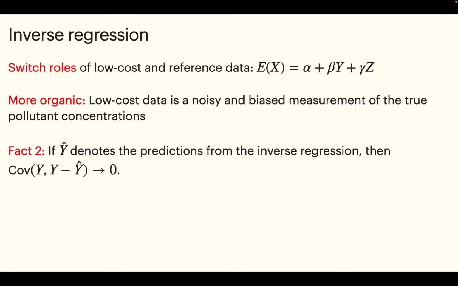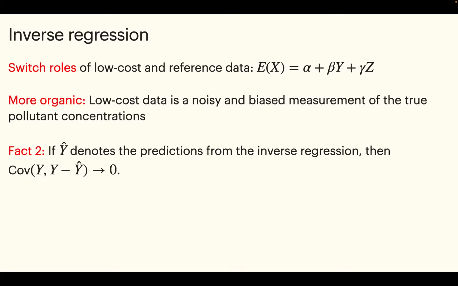The fix to this was surprisingly simple. We just switched the roles of the low-cost data and the reference data. Previously we had the reference data on the left-hand side, because that's the quantity we have to predict. So it's somewhat counterintuitive to switch it, but we did switch it, and there are two reasons for that.